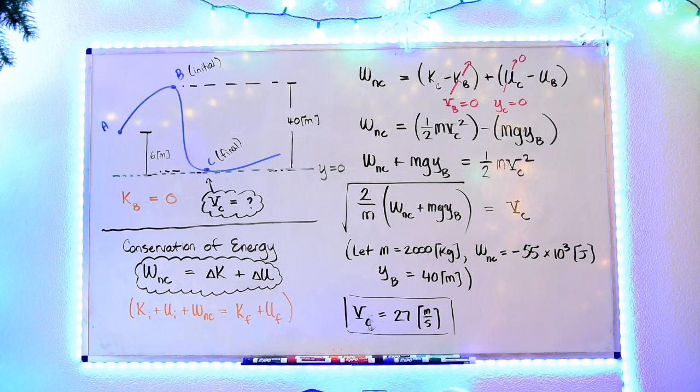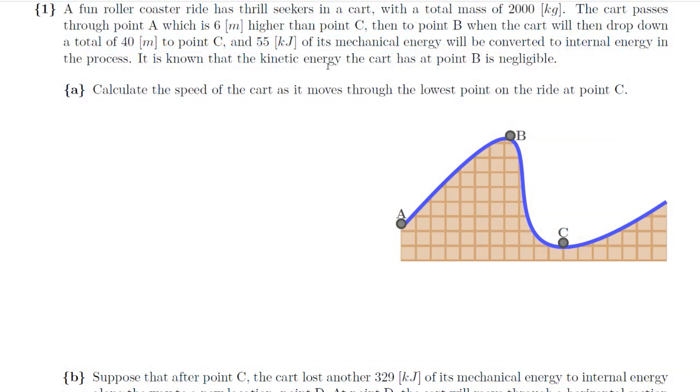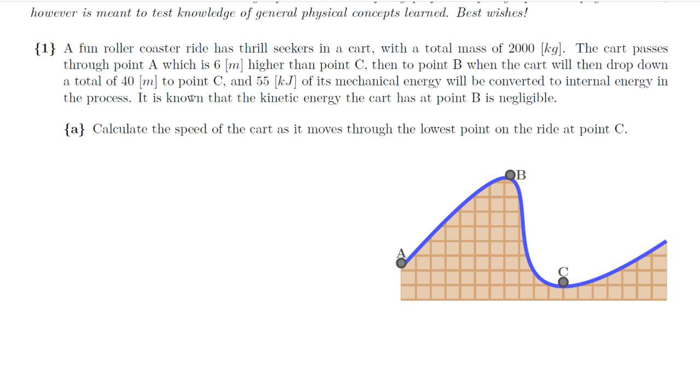Why is the work negative again? Because the work done by non-conservative forces, we have a loss in mechanical energy. So if we read the problem again, let's go back to the problem. So here, at point B, the cart will then drop down the hill a total of 40 meters to point C, and 55 kilojoules of its mechanical energy will be converted into internal energy. So let me actually rewrite the conservation of energy this way to help you understand why there's a minus sign on that again.